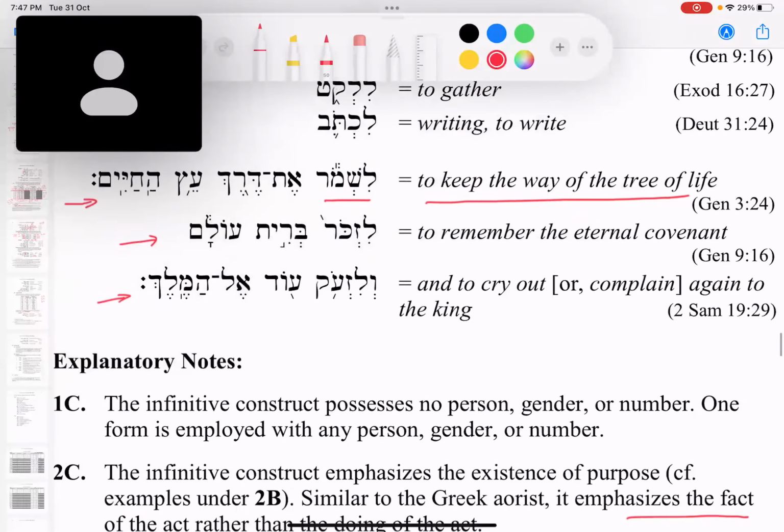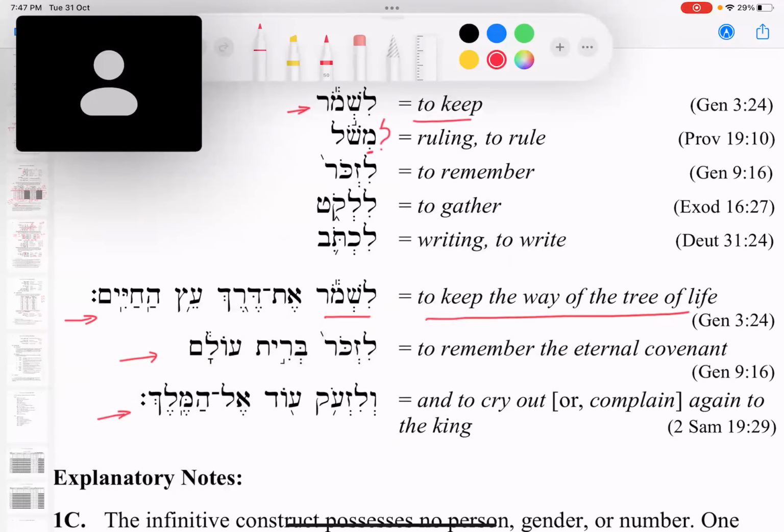Infinitive construct. For example, here, to remember the everlasting covenant. Now, what is the doing of the act? That is not important over here, but the fact of the act. What is the act? Here, God has made the eternal covenant. So the infinitive construct will focus on the fact of the eternal covenant. So we need to remember the eternal covenant. That is very important. One should remember the fact of the act. It possesses no person, gender, and number.